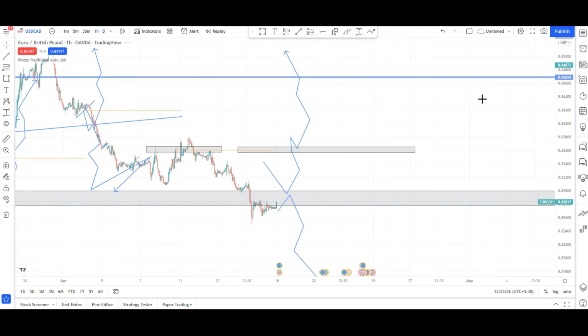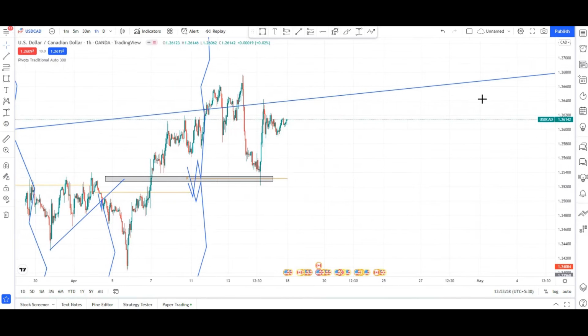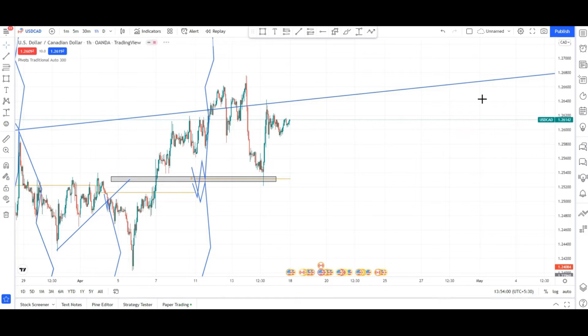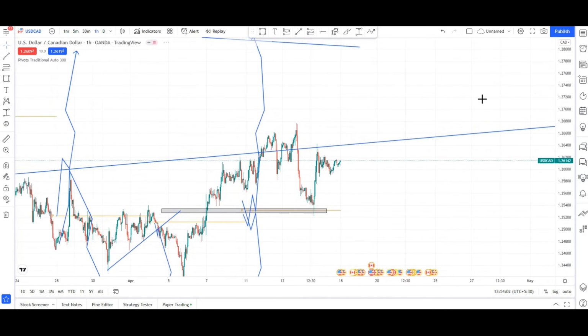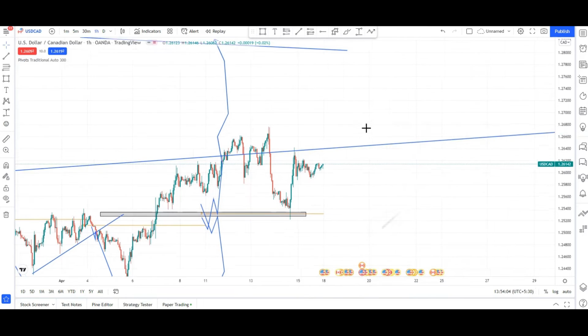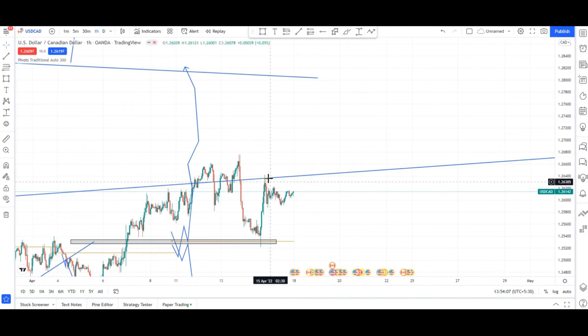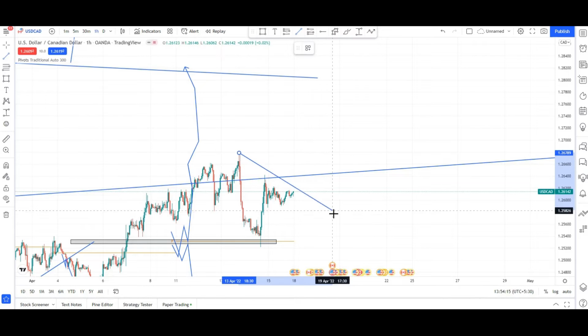Okay guys, the next forex pair is US dollar versus Canadian dollar. You can see that it is continuously taking resistance here right now. What I have told you, it took support, then took resistance, but I am also seeing this is one of the major trend lines right now.